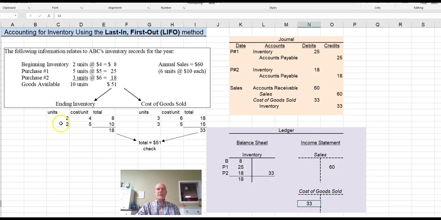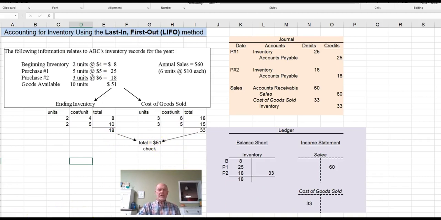And that leaves these 4 units, those 2 $4 items, and then 2 of the $5 items. So when I'm doing the last in, first out cost of goods sold, I start at the last and work backwards to the 6 that you sold. The items that we still have in inventory under last in, first out would be the oldest 4. So I like to just start at the very beginning. I still have those 2, and then 2 of the $5 items. And again, the ending inventory and cost of goods sold adds up to 51.